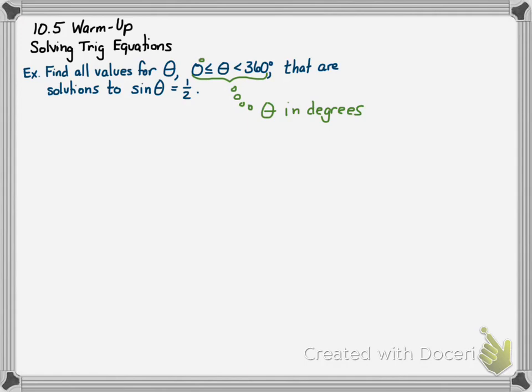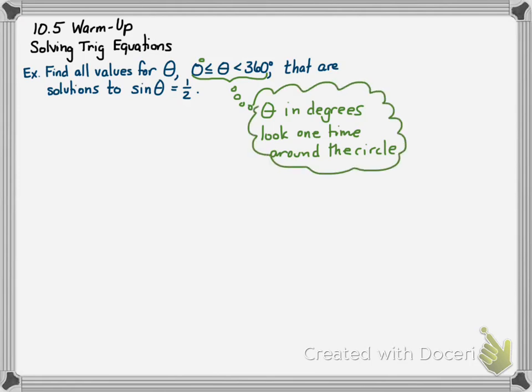The other thing this tells me is that we only need to go around the circle, or around the xy plane, exactly once. If we go higher than that, we'll be looking at angles larger than 360 degrees, and if we swing clockwise, we'll look at negative angles, and we do not need to worry about that. We just want to look one time around the circle. So that's what that piece of information tells us.